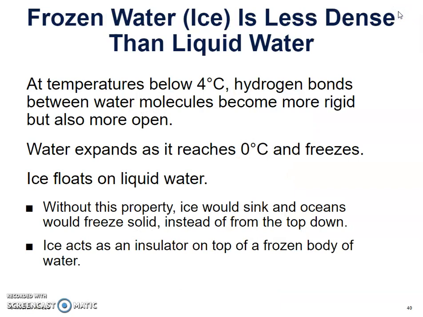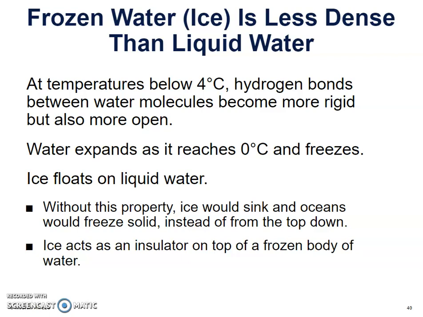Frozen water is less dense than liquid water, which means that it floats. So at temperatures below 4 degrees Celsius, hydrogen bonds between water become more rigid, but also more open. So they become much more structured. And so water expands until it reaches 0 degrees Celsius and it freezes solid. So because it is less dense, it floats on top of the water.